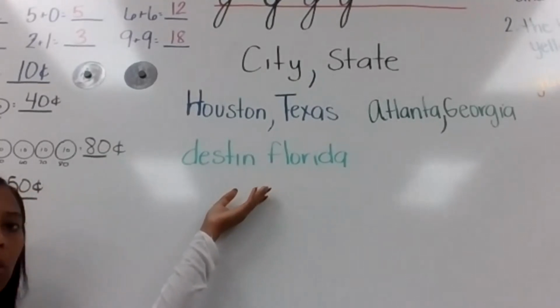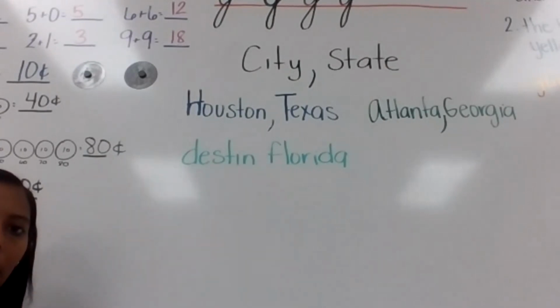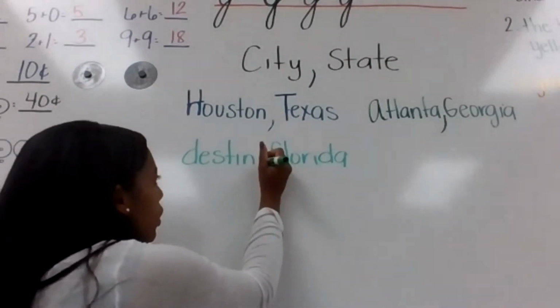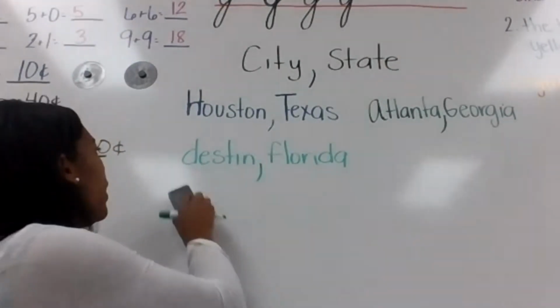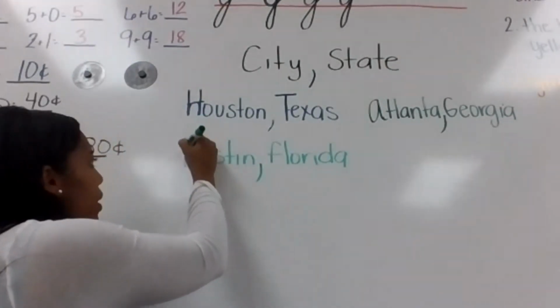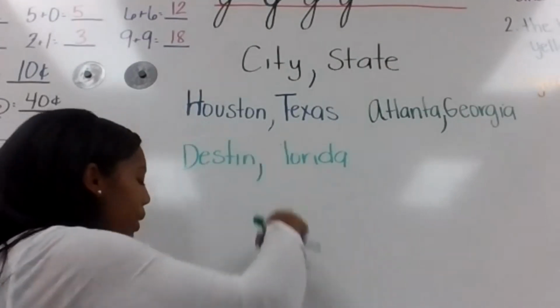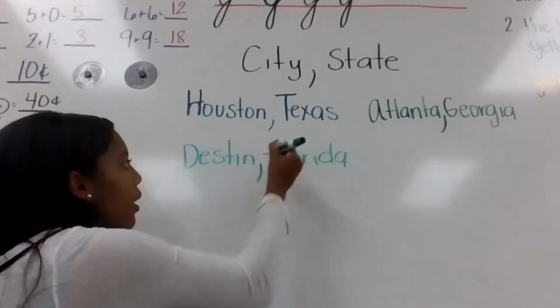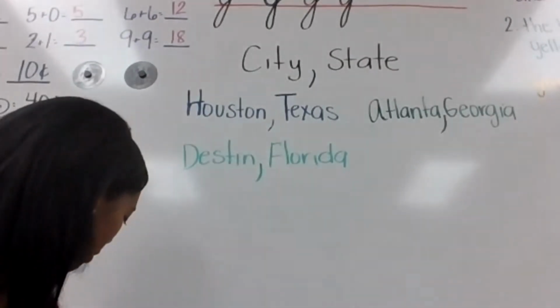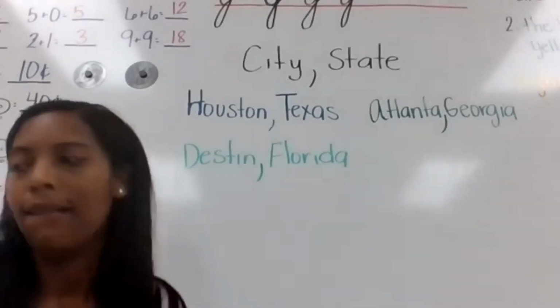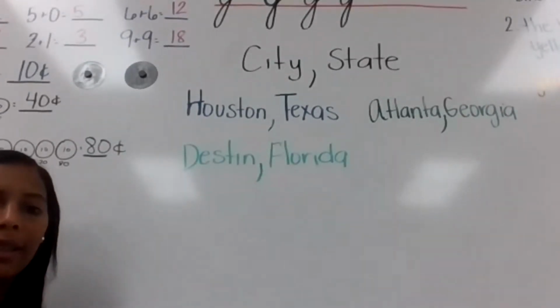Could someone tell me what's wrong with Destin, Florida? Okay, thank you, Dennis. What's wrong with it? He needs a comma and capital letters. Yes, so it needs a comma between the city Destin and the state Florida. It needs a capital D because it's a proper noun and a capital F because that's a proper noun of a state. Good, so write this one down. Destin, Florida.